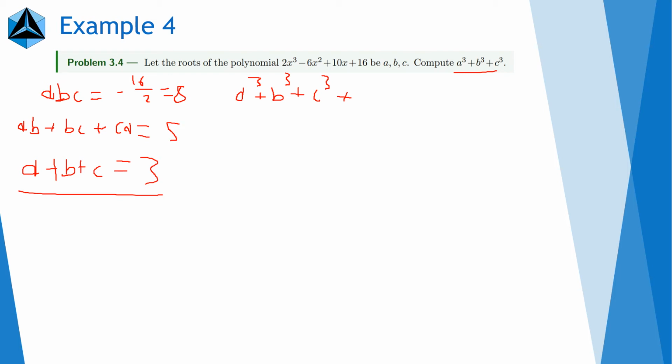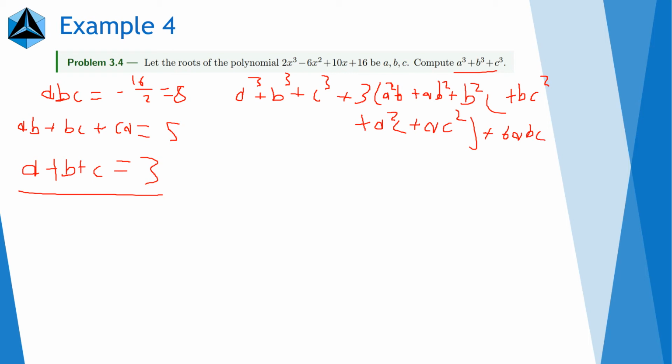So a cubed plus b cubed plus c cubed plus 3 times a squared b plus ab squared plus b squared c plus bc squared plus a squared c plus ac squared plus 6abc. And then we know that this is equal to 3 cubed, which is 27.